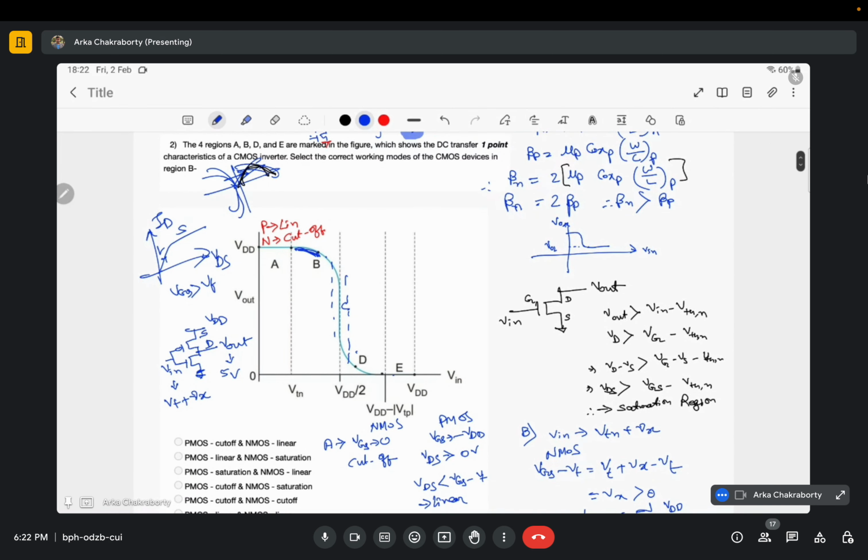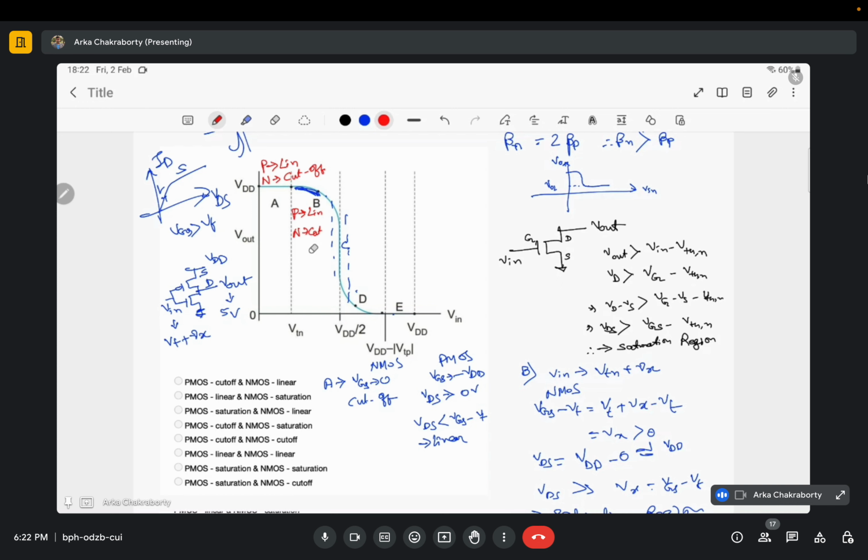So here in this region my PMOS would be in linear region still, and NMOS in saturation region. Okay, D is similar to B. So here PMOS would be in saturation region and NMOS would be in linear region. I can go into details, but the logic is the same. I have done it for PMOS, so you can do it easily for NMOS. And in E, my PMOS would go to cutoff region and my NMOS would go to linear region.